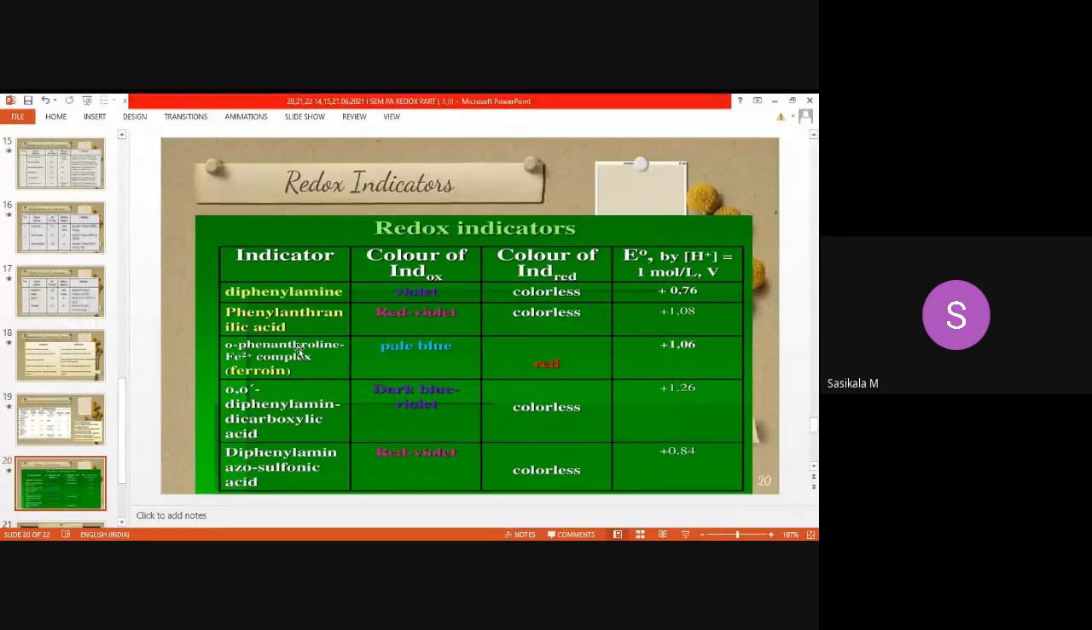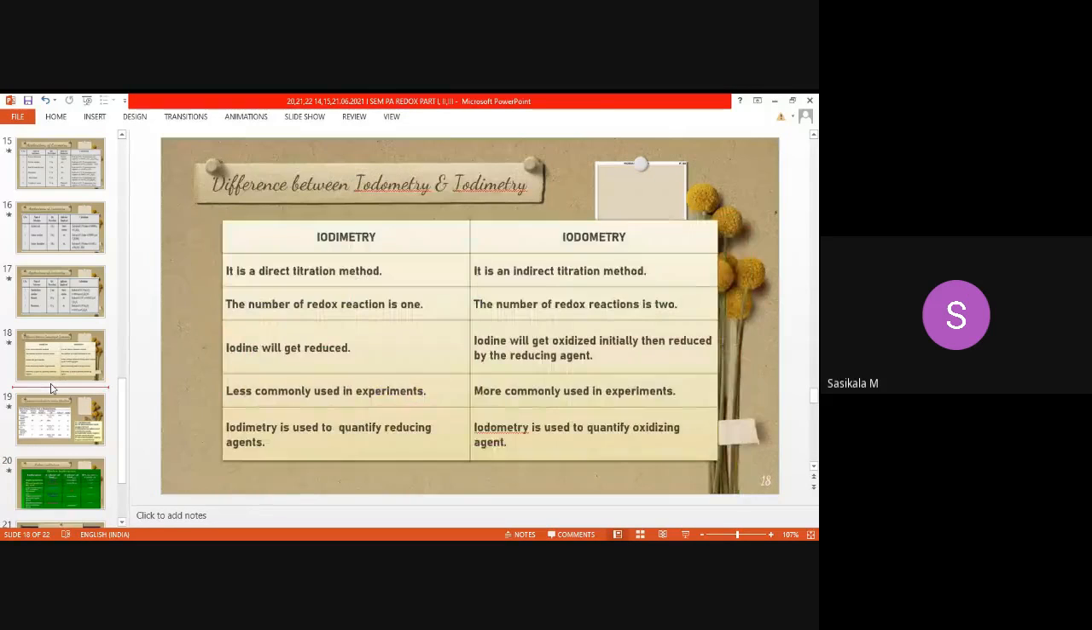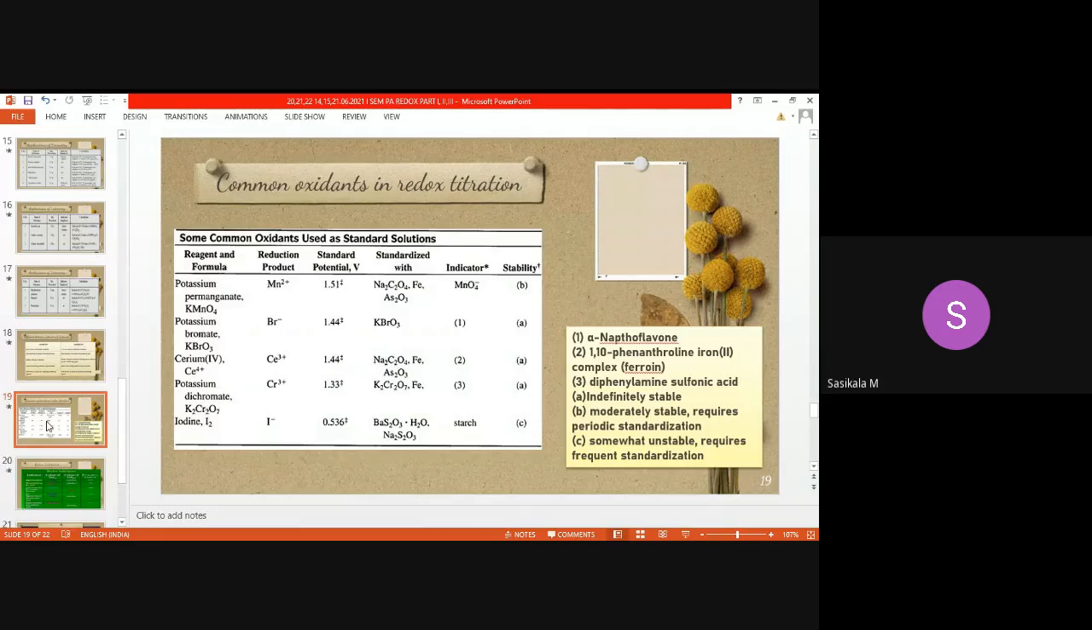And these are some redox indicators. Diphenylamine, this is specifically not mentioned in your syllabus. These are additional information that I am giving. The difference between iodimetry and iodometry is not given, but for exam purposes this is all needed. And common oxidants you should know, then only you can differentiate different reducing agents and oxidizing agents, and the primary standards used for standardizing these oxidants. These are what you require, okay.